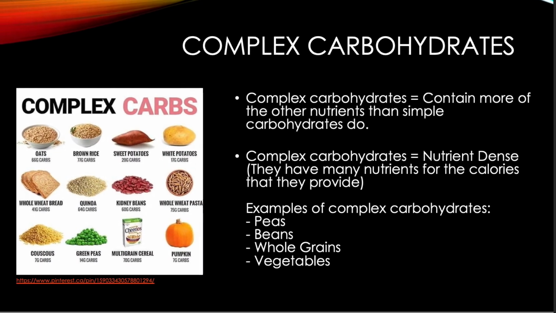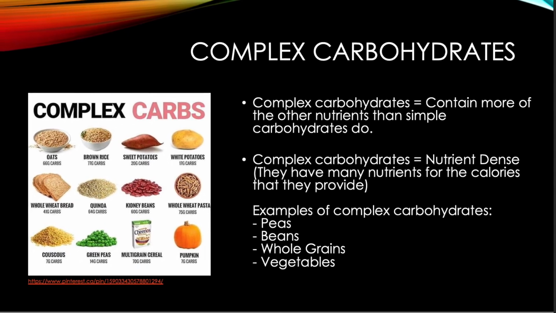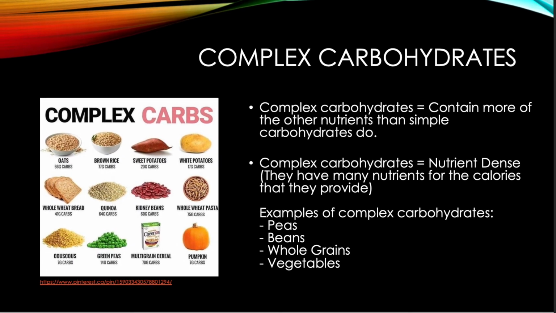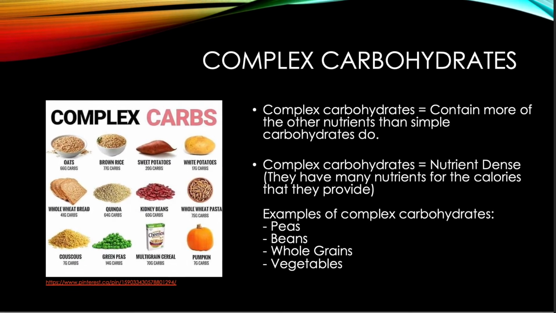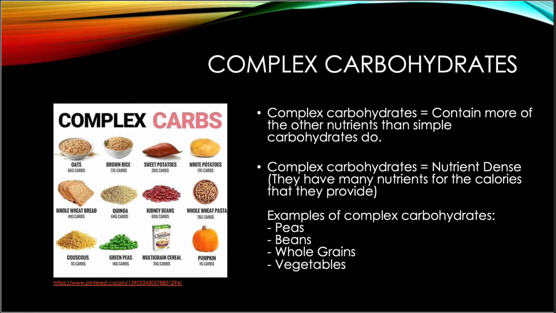Complex carbohydrates are carbohydrates that contain more of the other nutrients than simple carbohydrates do. Complex carbohydrates take longer to digest than simple carbohydrates do. They're nutrient dense. Some examples of complex carbohydrates are peas, beans, whole grains, and vegetables.